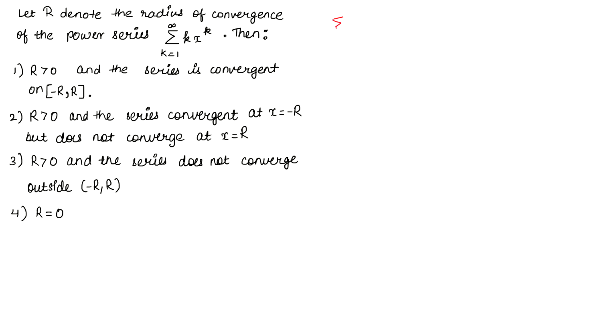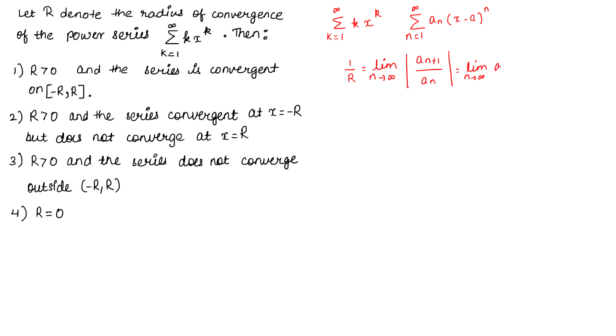The series which we have been given is sigma k equals 1 to infinity k x raised to k. So for any series of the form sigma n equals 1 to infinity a n times (x minus a) whole raised to n, the radius of convergence is given by the formula 1 by r equals limit n tends to infinity mod a n plus 1 by a n, and this is equal to limit n tends to infinity mod a n whole raised to 1 by n.